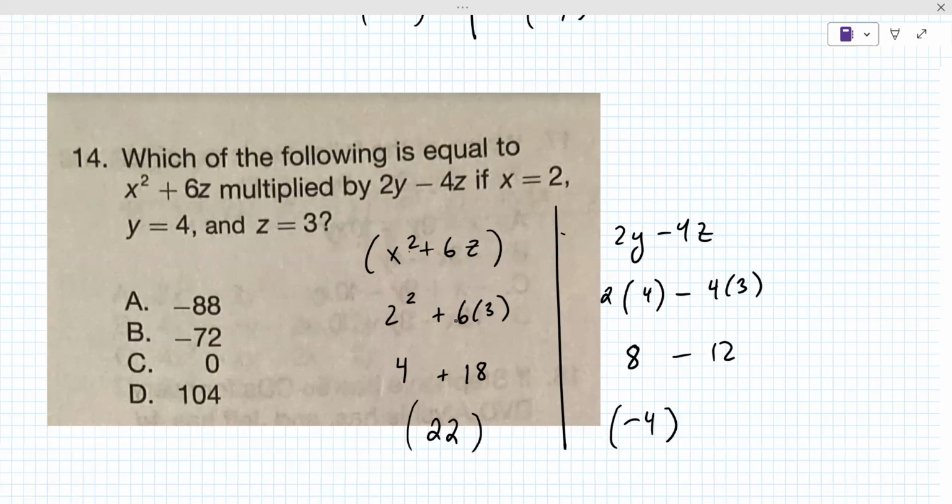All right. So you're going to take 22 and multiply it by -4. -88. Good. All right. Let's take a look at the next one here.